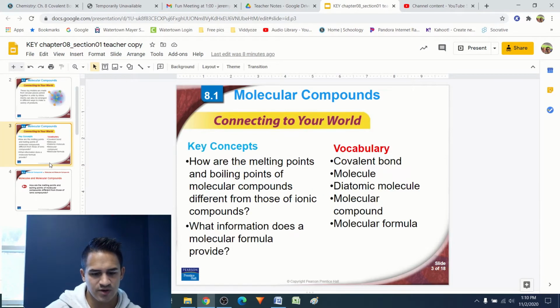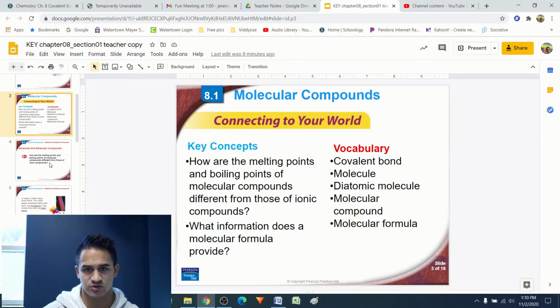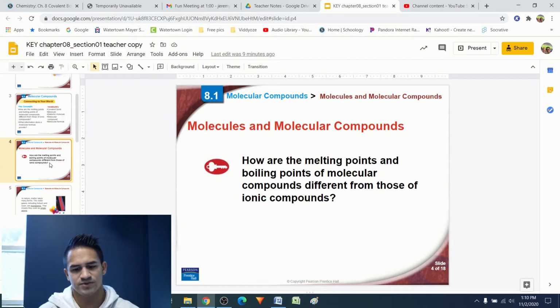So let's talk about molecular compounds and what those are in general, before we dive deeper into bonding later in this chapter. First off, we're going to talk about some properties of molecular compounds and molecules. We're going to look at melting points and boiling points and how they're different from ionic compounds.